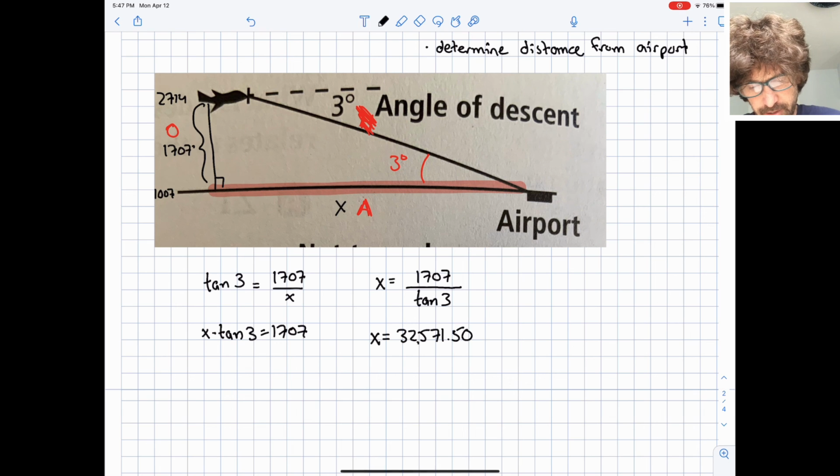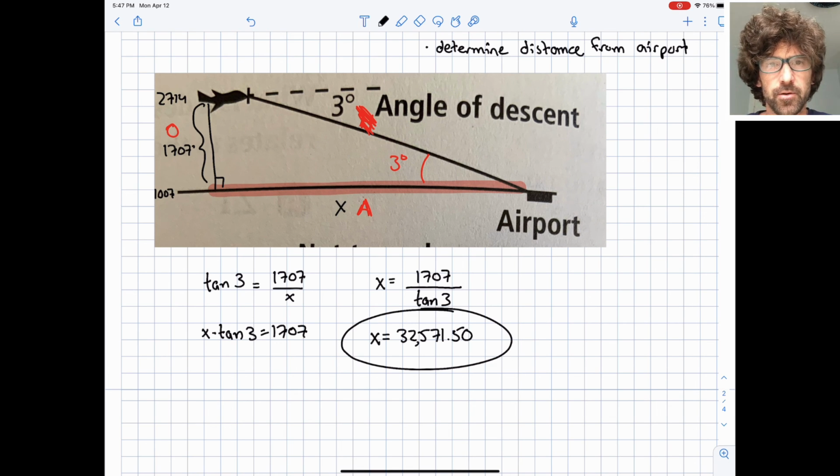32,571.50. So it would be 32,571.50 feet is the horizontal distance that the plane needs to travel from its current location to the actual airport. All right, we got through it. Right triangle trigonometry, angles of elevation and depression, and that's a great place to stop right there.